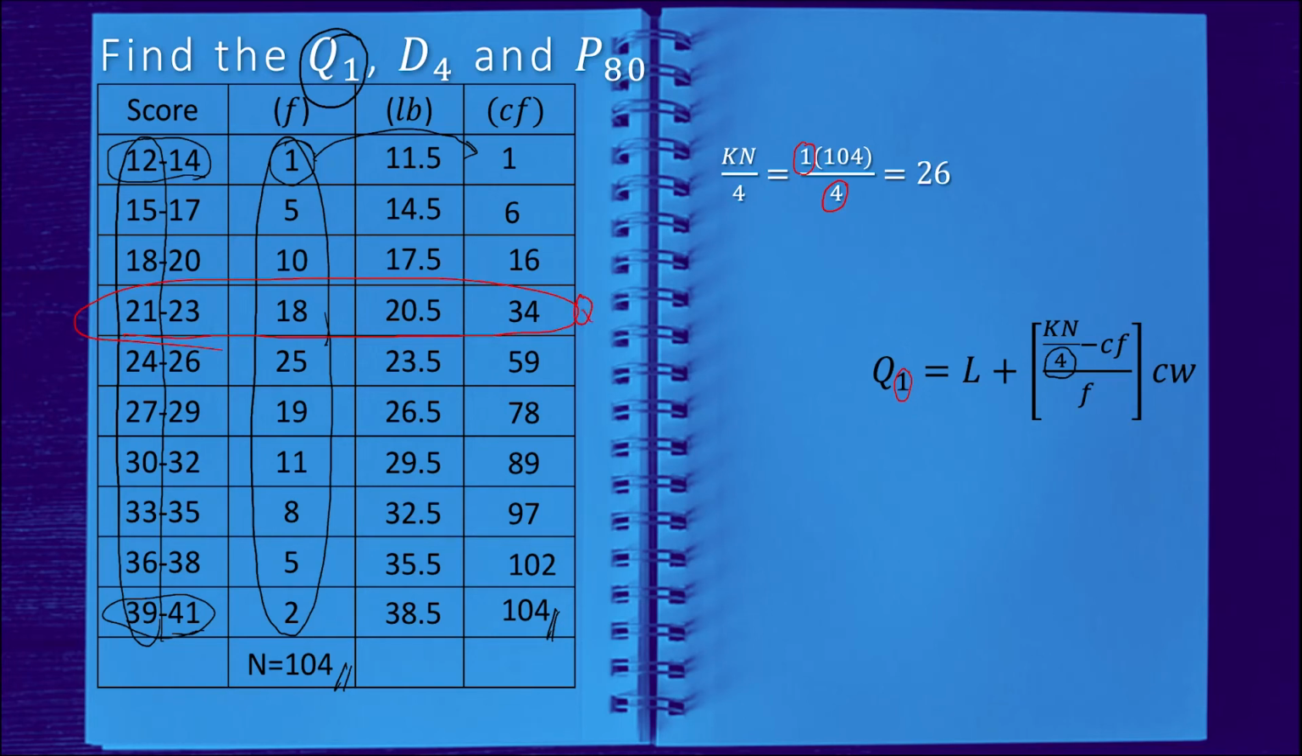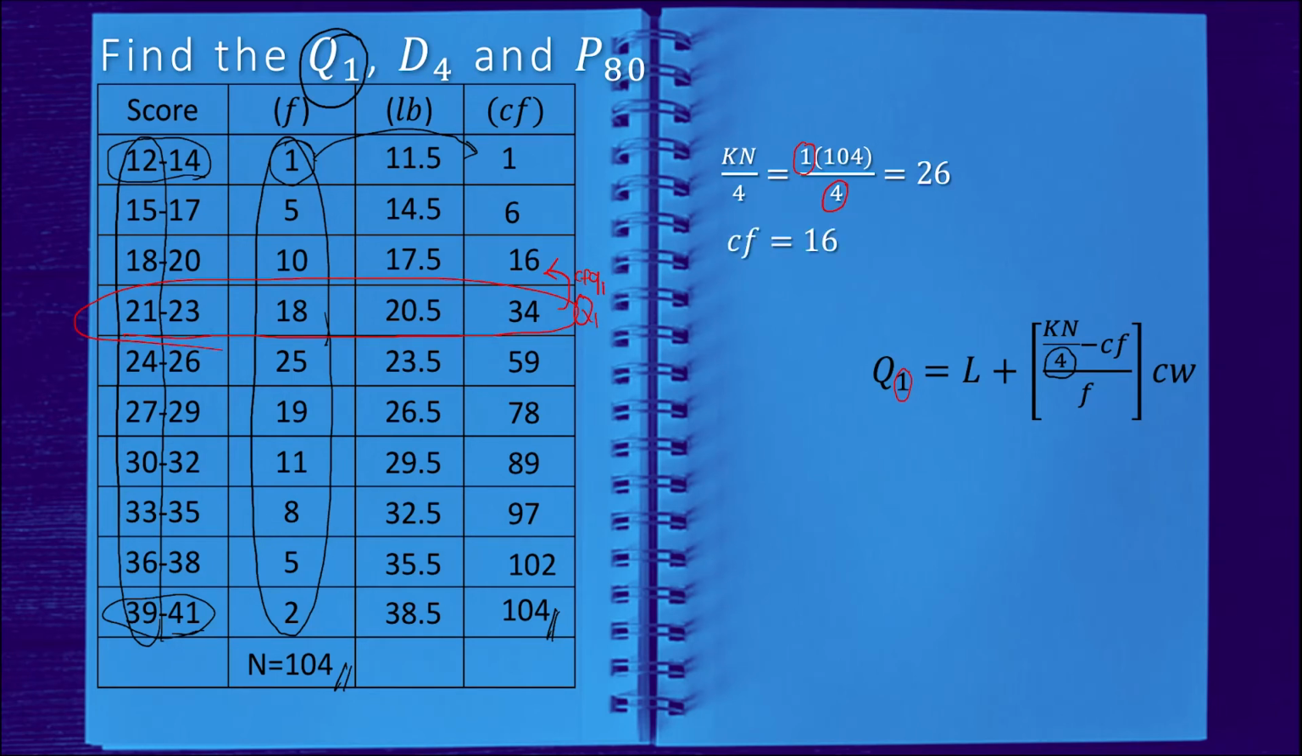This is the quartile 1. Then, identify natin si CF. Ano nga ba ulit ibig sabihin ni CF? Cumulative frequency before. Therefore, ito po yun. CF ng quartile 1, that is 16.